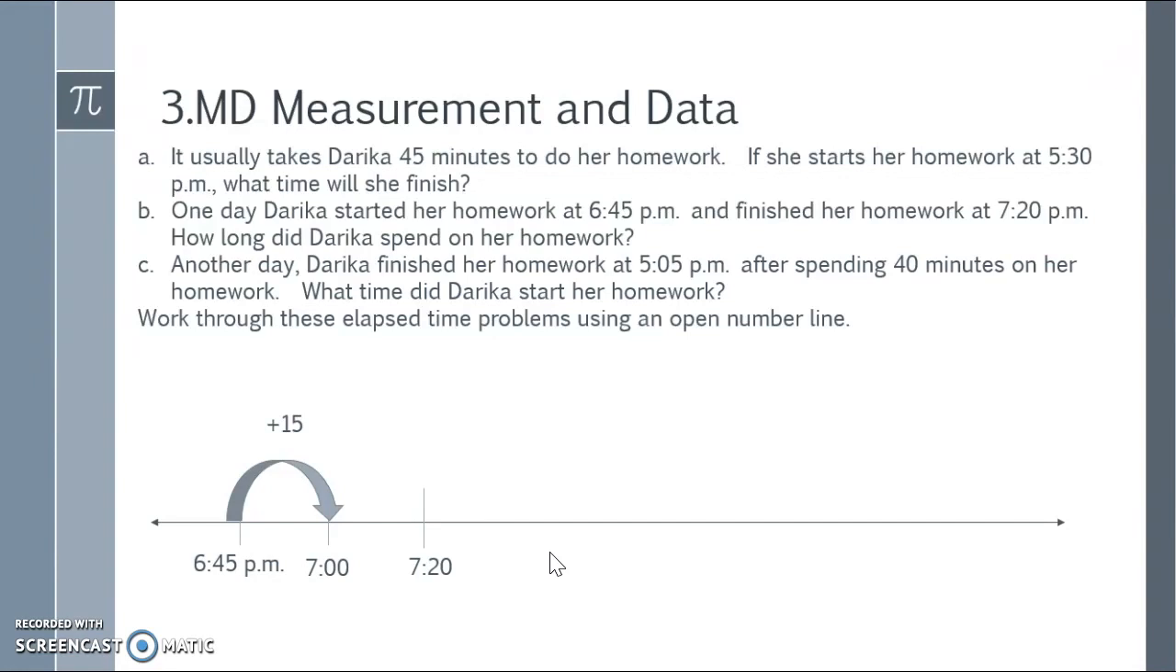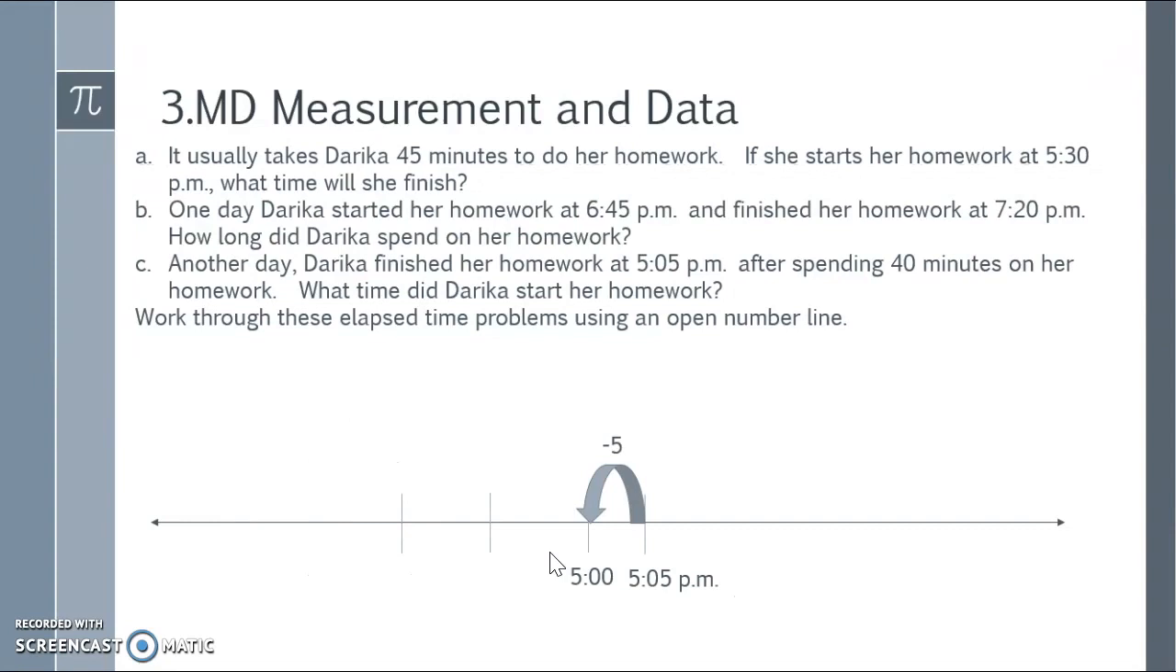So to get from 6:45 to the benchmark of 7 o'clock, that's 15 minutes. But we still need to go to 7:20 because that's what time she finished. So we need another 20 minutes to get to 7:20. So overall, when I count how many minutes have elapsed, 15 plus 20 gives us 35. So Derica spent 35 minutes on her homework.